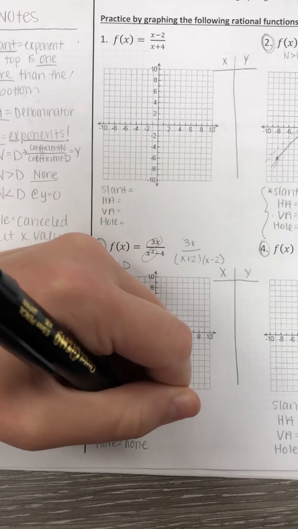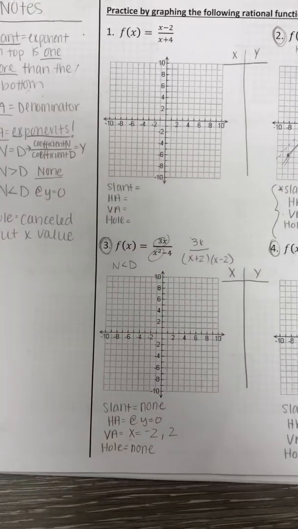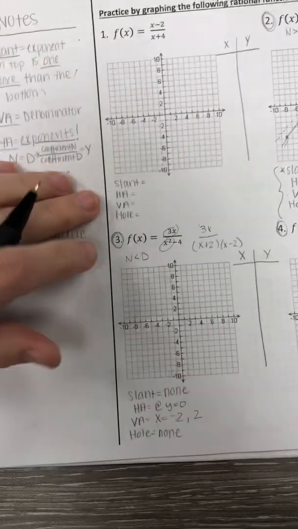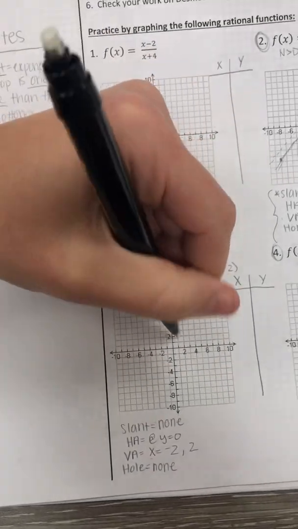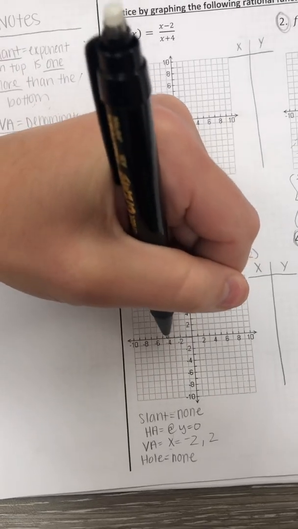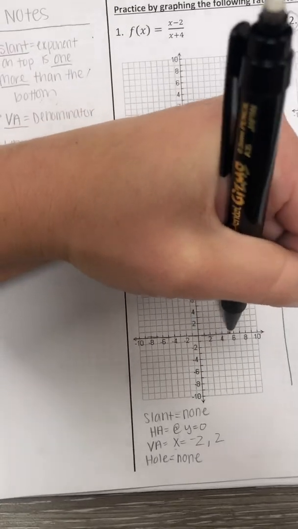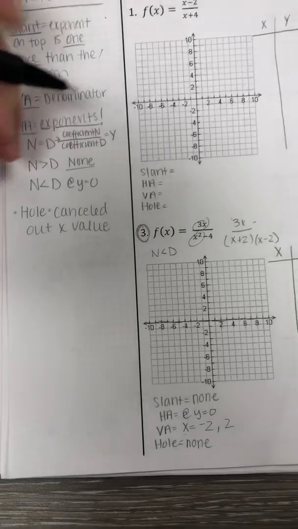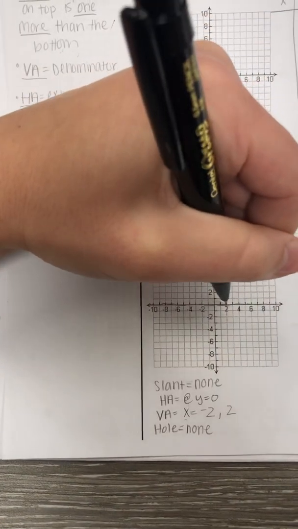One at x equals -2 and x equals +2. So we have a horizontal asymptote at 0. I'm just going to kind of draw it. You're not going to be able to see it very well, but it's going across the x-axis there. And then we have one at x equals 2 and x equals -2.